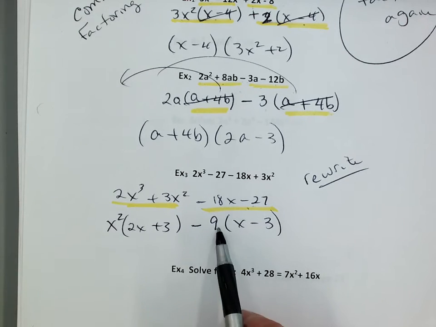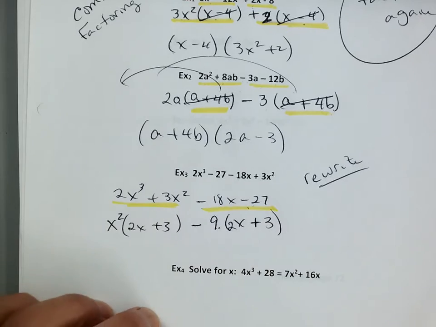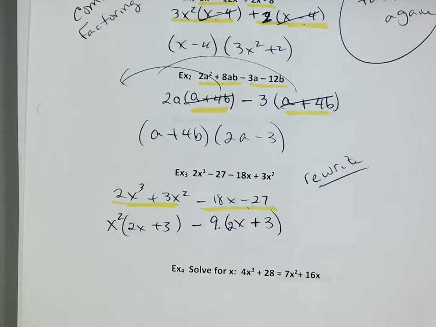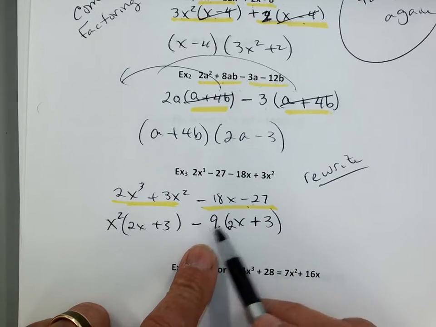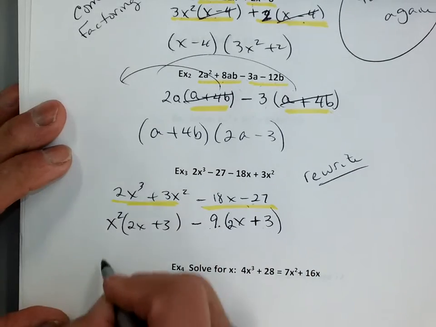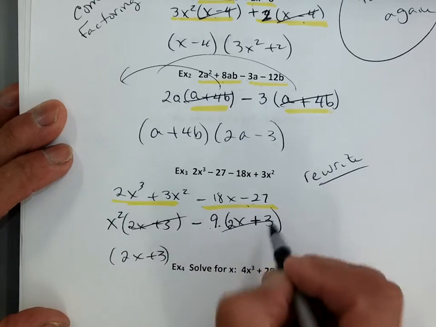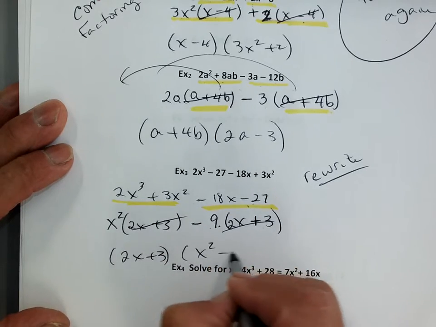Oh, hold on. Here's my mistake. I did make a mistake. That's number 2. I hate it when I make mistakes. Okay, so go backwards. There's a negative 18x, and that's a negative 27. So they do have something in common, and that is the 2x plus 3. Come on, Mr. Davies, you can do this. And then I have an x squared minus 9.